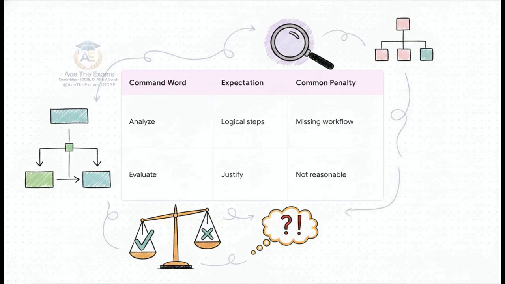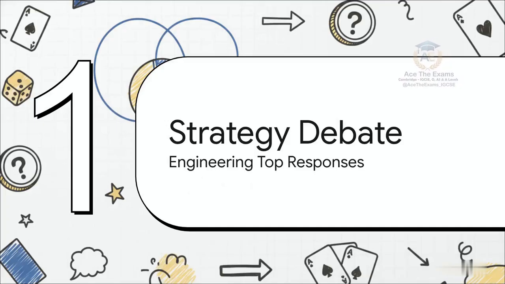On the flip side, if the command word is evaluate, your job is to justify your mathematical recommendations. A massive common penalty here is failing to check for reasonableness. Think about it. If your conditional probability calculation spits out an answer of 1.2 and you just leave it there without evaluating the simple fact that a probability literally cannot exceed 1, you have completely failed to meet that command word's expectation.